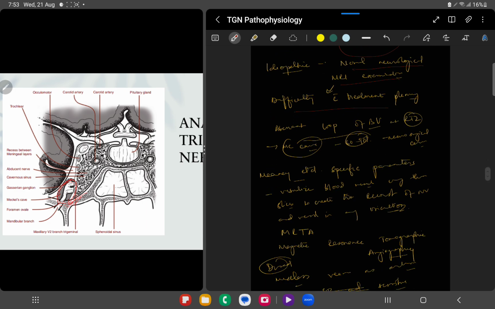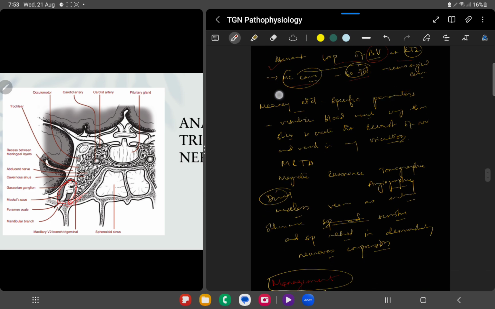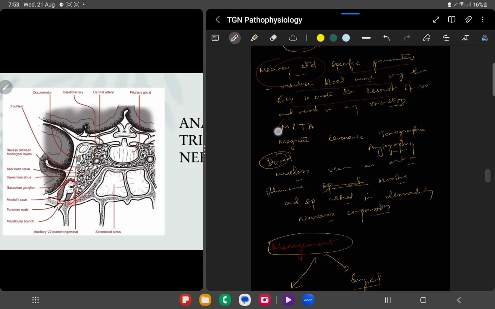Now we'll go on forward. It is found that there may be an aberrant loop of blood vessel at the root entry zone, or this area of the nerve. So the most common cause is neurovascular compression in 60 to 90% of the cases. So Meaney et al. gave specific parameters using which the nerve or the vessel could be reconstructed using thin slices of this MRI, and this is called MRTA, that is magnetic resonance tomographic angiography.